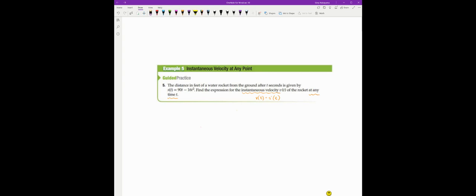So when I do that, I'm going to have v of t equals, all right, I'm looking at 90t, and the exponent is 1, times 90 is 90, and the t is going to go away because it's t to the 0. Minus 16t squared, 2 times minus 16 is negative 32. Reduce my exponent by 1, leaving me with t, and that is all you have.